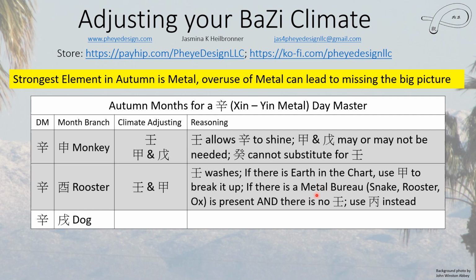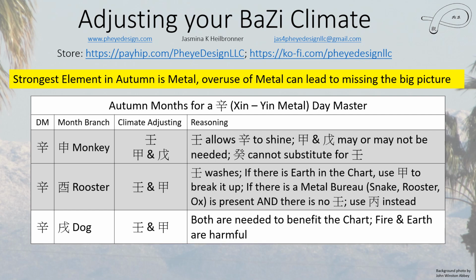But if there's a metal bureau, which is the snake, rooster, and ox, and you're going to have the rooster, so you need a snake and the ox elsewhere in your chart. If it's present and there is no yang water, no Ren, then you have to use Bing instead. Now, this will make sense when we talk about what this means when we go out of the code. And you'll see that in just a little bit.